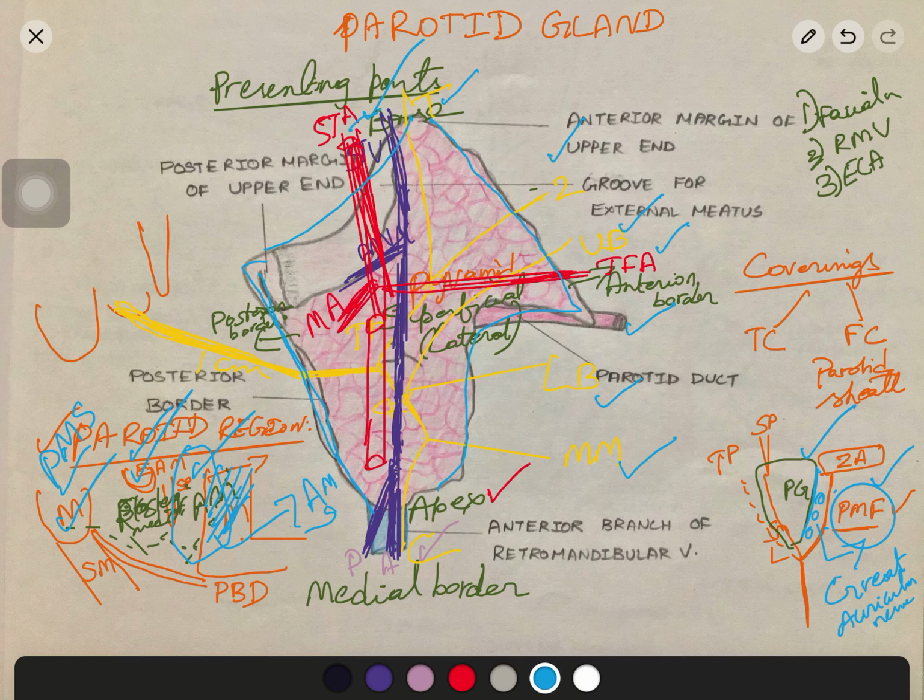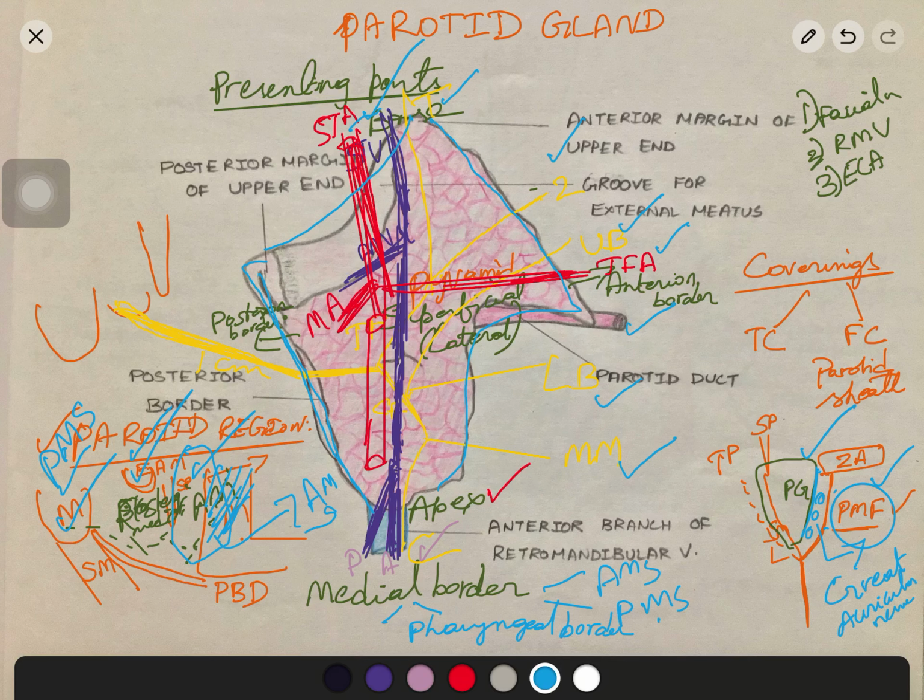Posterior border, this is the posterior border which lies on the sternomastoid muscle. The structures passing beneath this border are the posterior auricular nerve and vessels. Medial border separates the anteromedial surface and the posteromedial surface, and it is sometimes called the pharyngeal border because it is related to the wall of the pharynx. So this border is also called the pharyngeal border as it is related to the posterior wall of the pharynx.